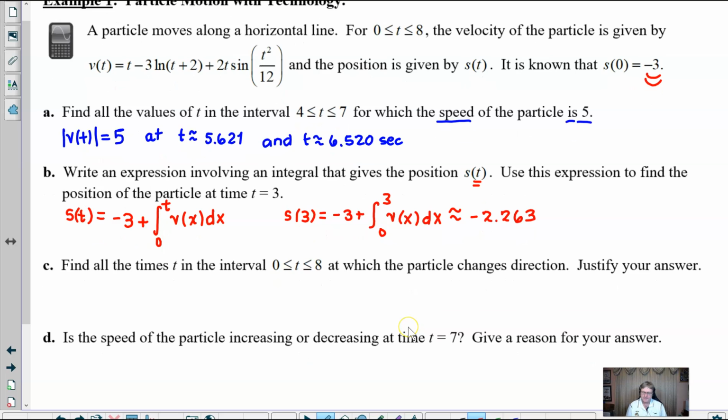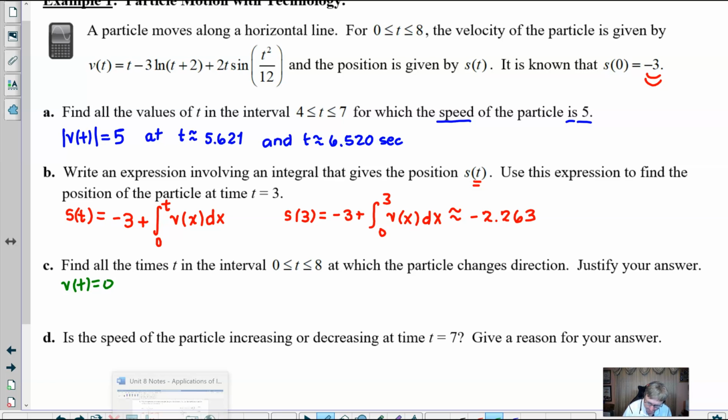All right, part C. Find all the times t in the interval 0 to 8 at which the particle changes directions. You must justify your answer. All right, let's think about changing directions. What happens when that occurs? Velocity might be positive, then velocity might be negative, right? Because moving left is a negative velocity, moving right is a positive velocity. So in order to determine if your velocity is going to change signs and thus your particle changes directions, you first of all have to make sure you know when does the velocity equal 0, right? So that's your first goal. And because we've already graphed our velocity, or absolute value of velocity, we could probably take a look at just the plain old graph of velocity and determine these pieces of information.